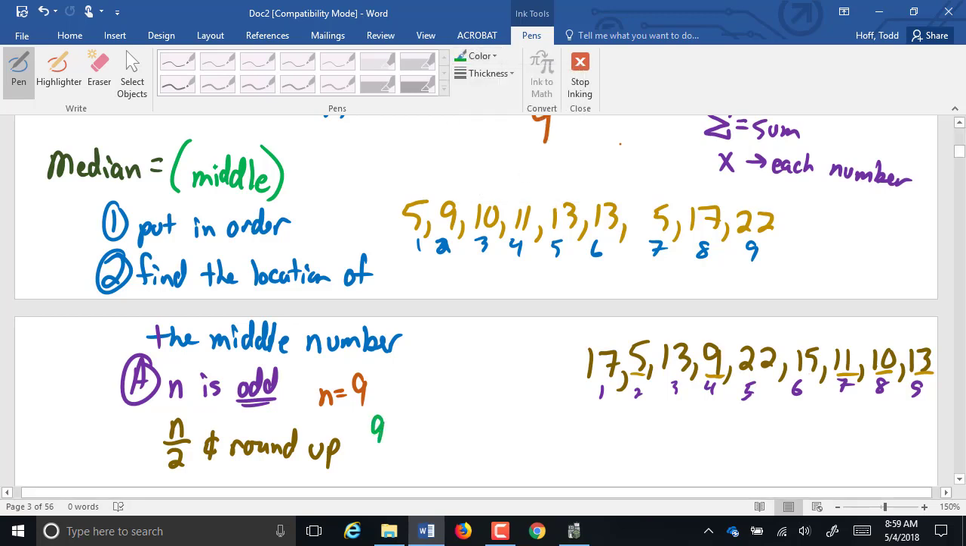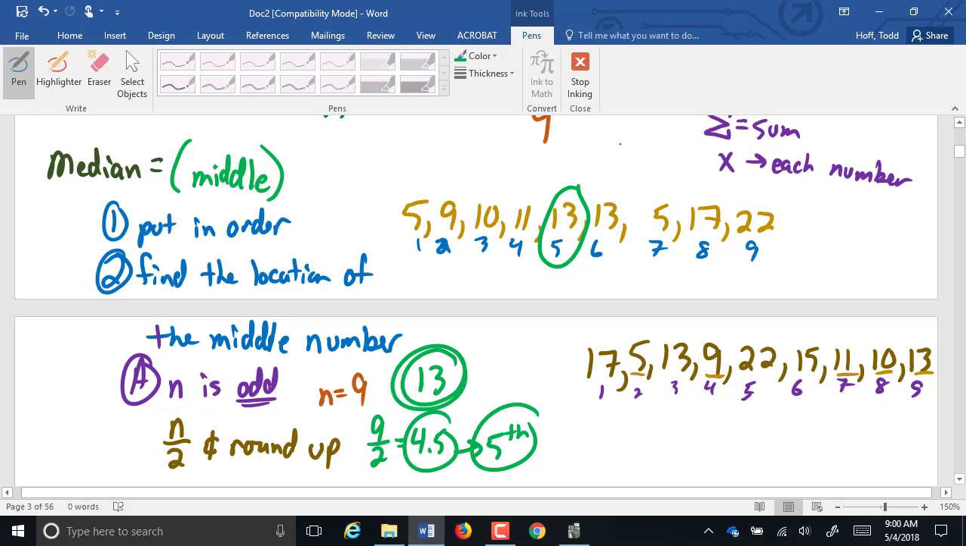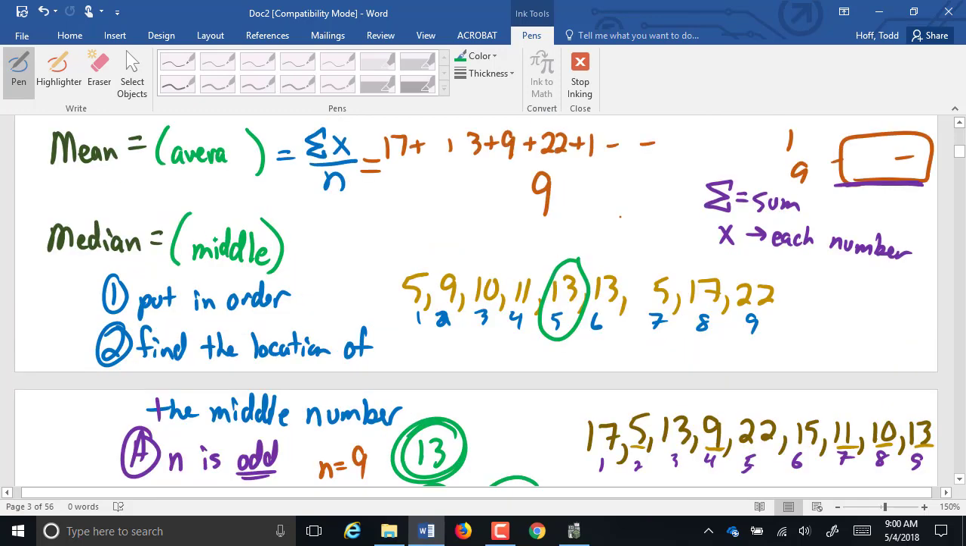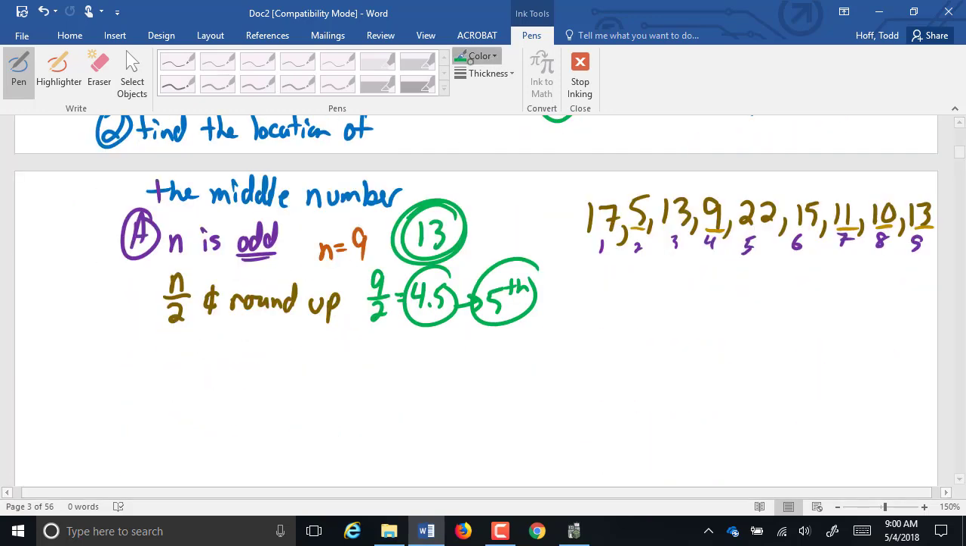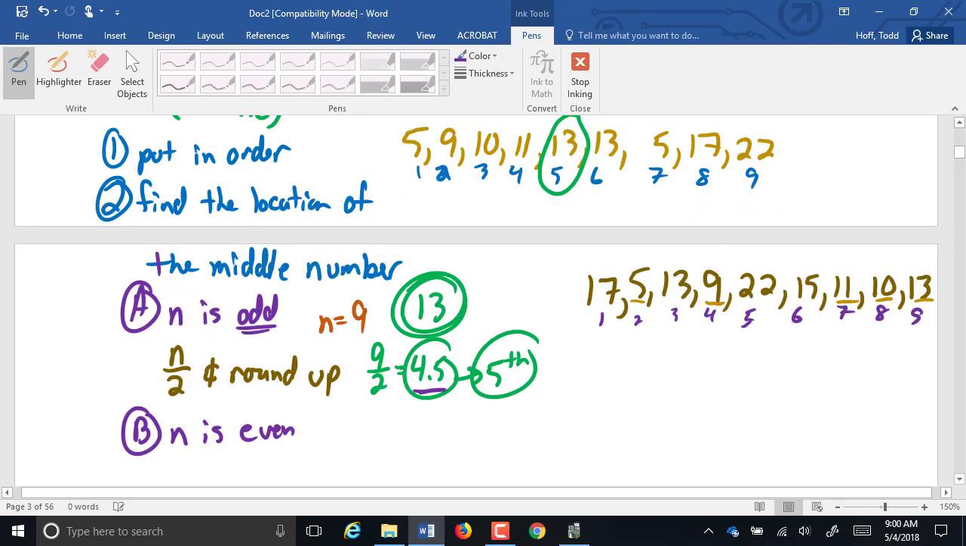So what does that mean? 9 divided by 2 equals 4.5, which rounds up to 5. So the 5th number in our list is our median. So the median here is 13. Notice that was really close to our mean. Our mean was 12.78. So I just took n, which was 9, divided by 2 to get 4.5, rounded up to the next whole number of 5, telling us the 5th number in the list, when they're put in order, is the median.